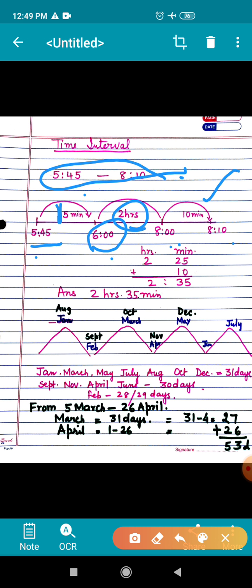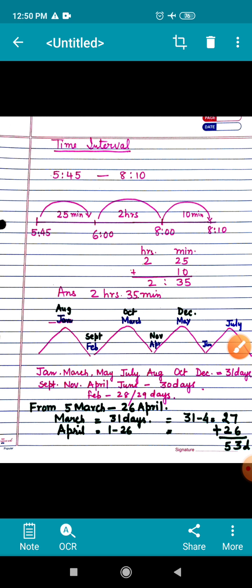Okay. So what you will do, you will add hours and minutes separately. 2 hours and this is 15 minutes. By mistake I have written 25, so make it correct. 15 minutes and these 10 minutes will be added together, so it will become 25 minutes. 2 hours 25 minutes will be the time interval between 5:45 to 8:10. Children, hope you all have understood. Okay.